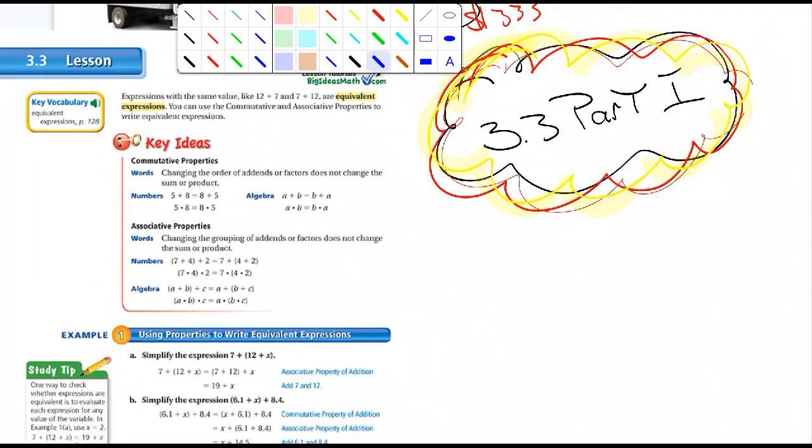Anyways, so expressions with the same value are called, as they say it here, equivalent expressions. So if I was to write something like 12 plus 2, that's the same thing as 2 plus 12. Those are equivalent expressions. And so when you're adding numbers together, the order doesn't matter. So if I wrote a plus b, that's going to be the same thing as b plus a. We don't know what those variables are, Mr. Leboutier, but they're the same thing, okay?